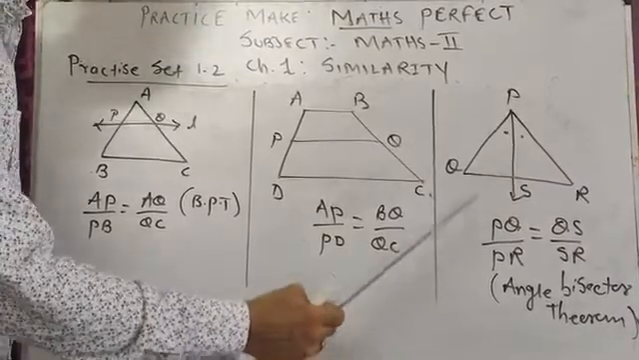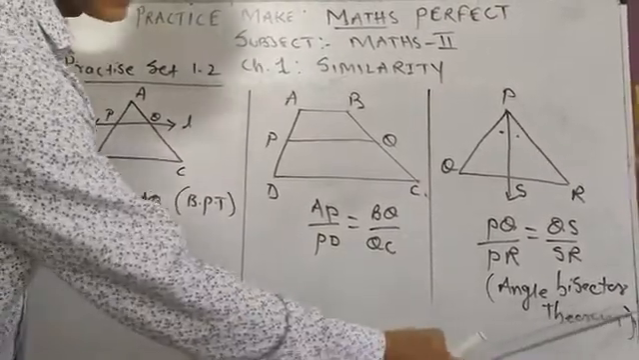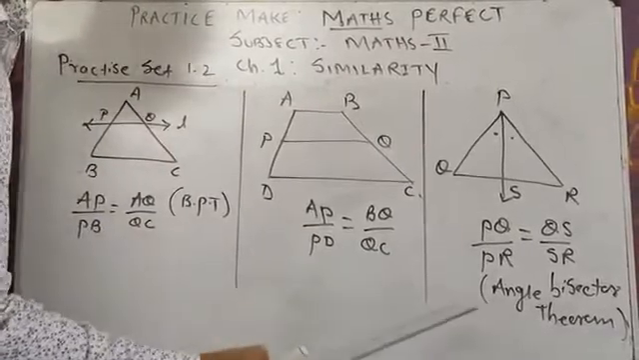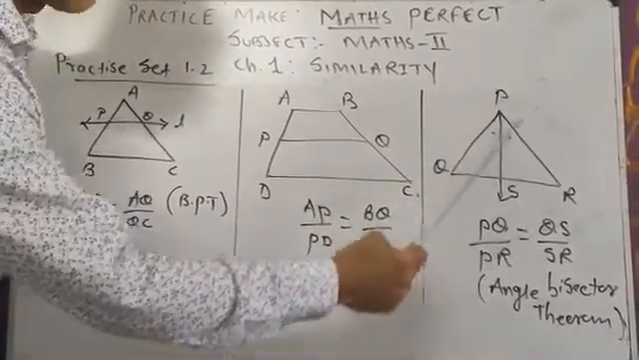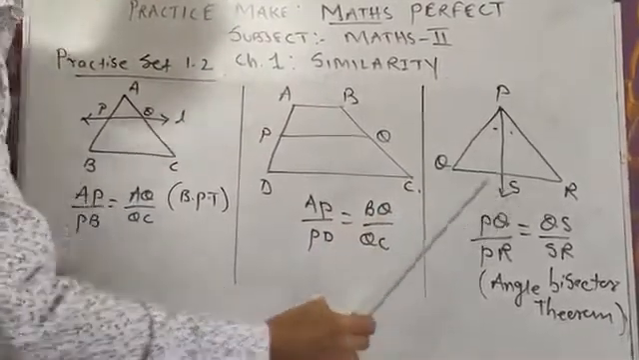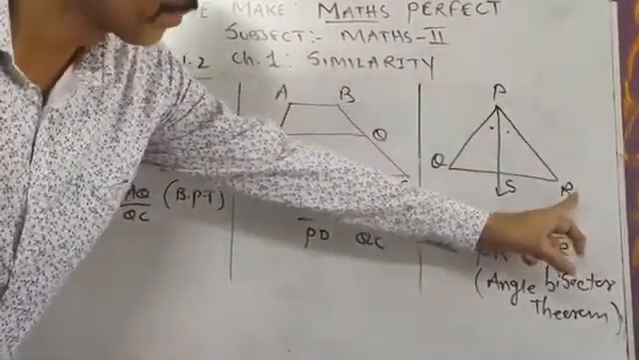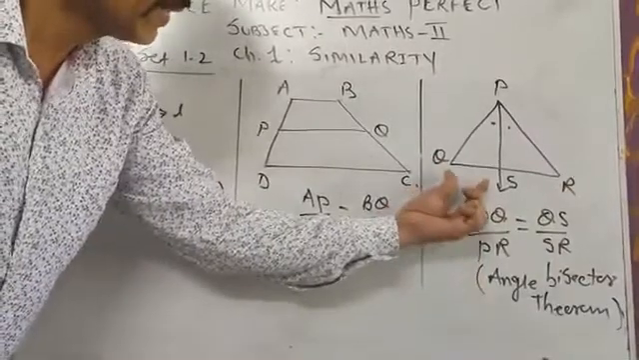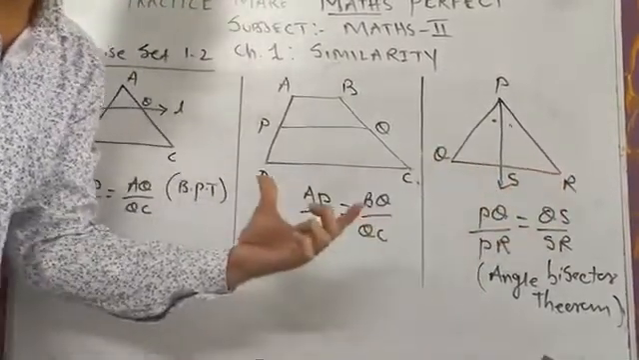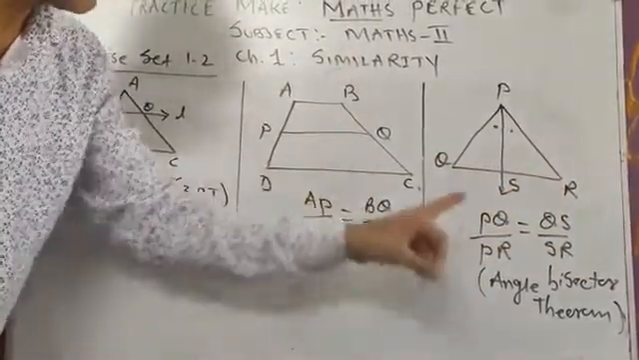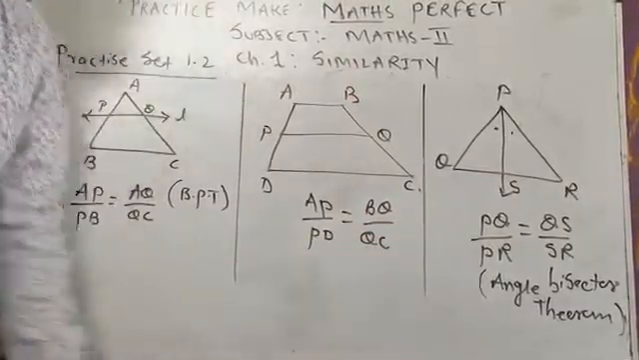The third concept is the angle bisector theorem. In the angle bisector theorem, a triangle is given to you and one bisector is given. So you can take, like a house step, PQ upon PR is equal to QS upon SR. Like this, you have to take the ratio for the angle bisector theorem.